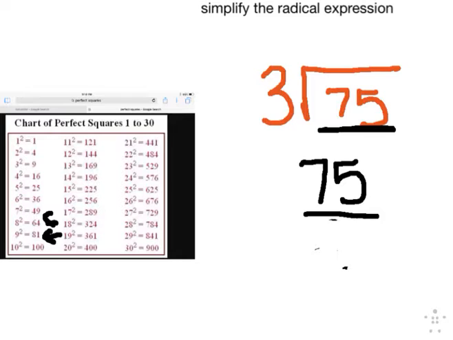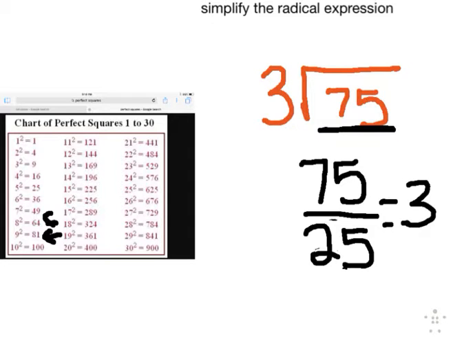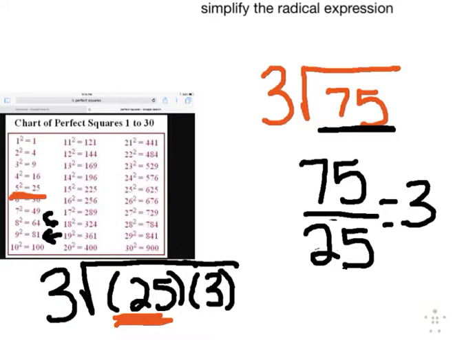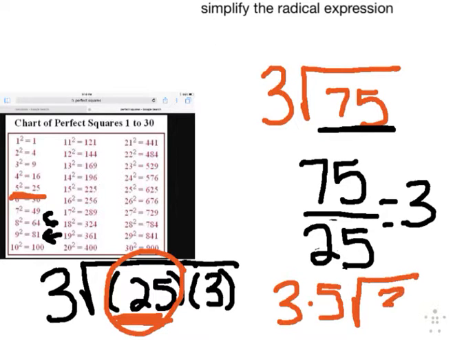Then let's now try 25. We see that 75 divided by 25 is going to give us 3. So that works because we still have 3 left. So then we see that 3 and the square root of 75 can be changed to 25 multiplied by 3. Now part of that is a perfect square, and that is the 25. That is the same as 5. So we can bring that 5 out. We can do 3 times 5 because the square root of 25 is the same as 5. And we can keep our radical 3 in the parentheses.